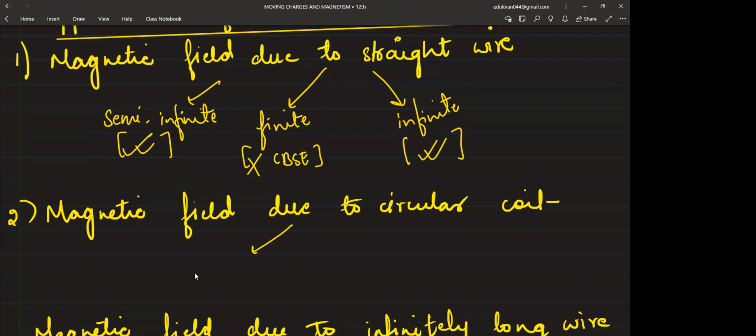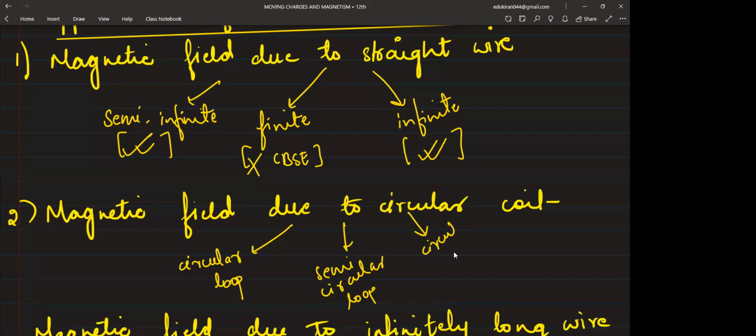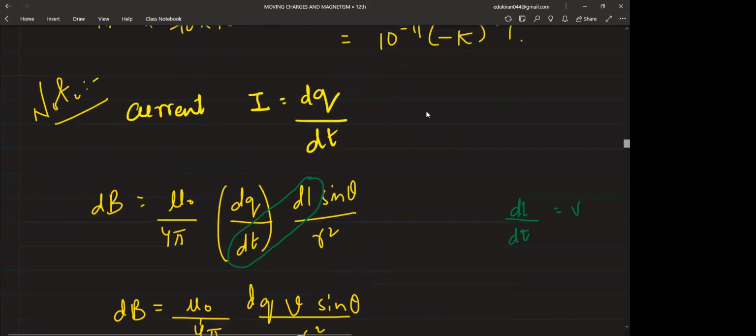And then for circular, you have a proper circular loop. Then you have a semicircular loop. And then you have a random arc, meaning a circular arc with any angle. All these have the derivations which you have to do. So the second part has the derivation: first part only formula, second part proper derivation. So we'll then start with magnetic field due to infinitely long wire. First write down from here, make a note.